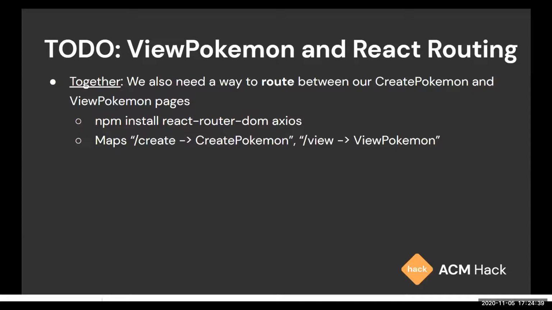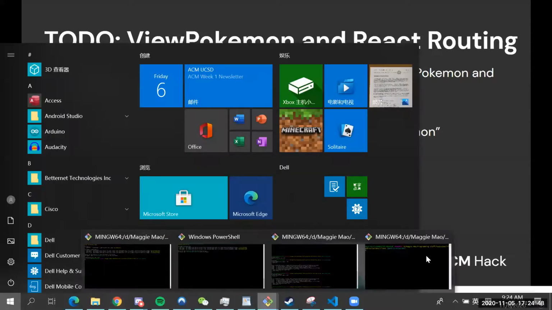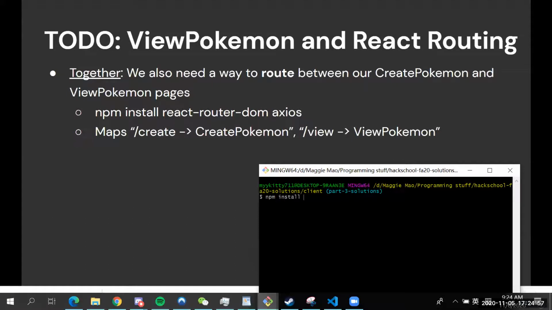and Axios. If anyone has not done that yet, I will just show myself doing this right now. You're supposed to be in the client subfolder. So what you do is npm install react-router-dom and axios. It will take a while to do, but it will eventually come.